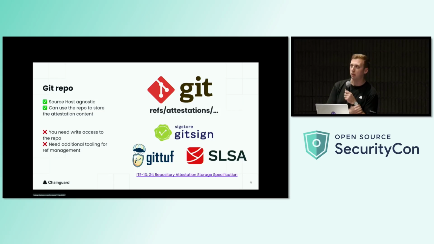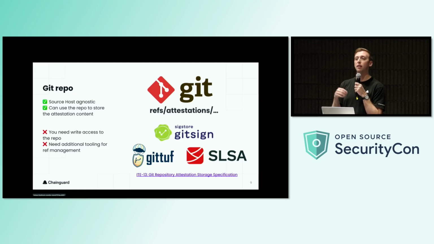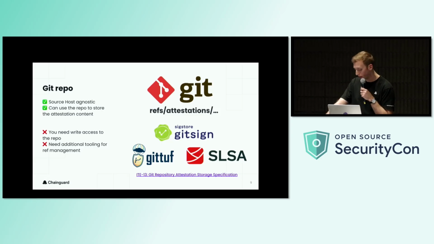The bad parts here, depending on your source code provider, the ACLs that they provide for permissioning can sometimes be not granular enough. So for GitHub, they don't do per-ref write permissions. It's either you have write permission on the repo or you have read permission on the repo. And so this means if you want anyone to be able to write attestations, they can also write to other branches. And that can sometimes not be a great security posture depending on what you're trying to aim for.